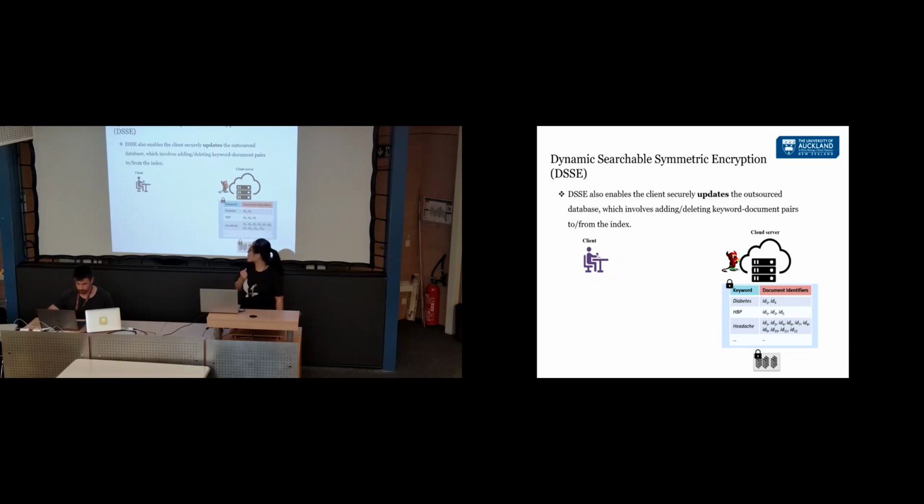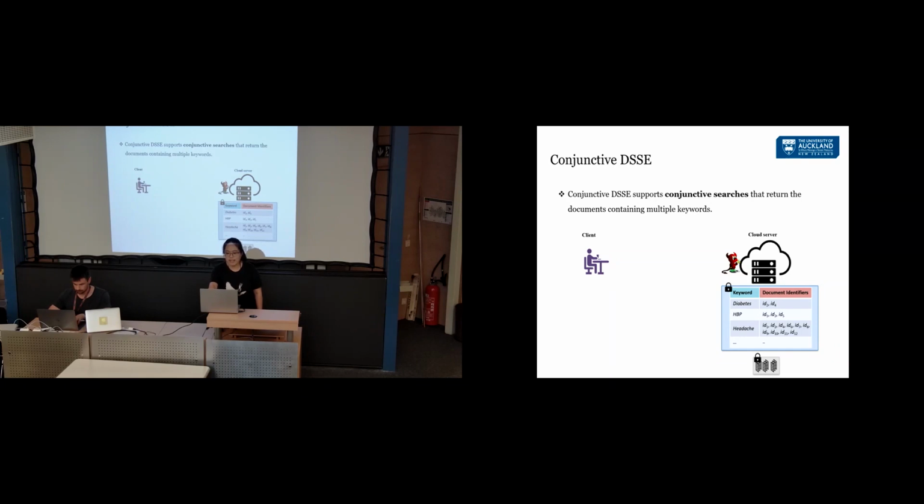Dynamic SSE enables the client to update the database. For instance, assuming the client has the latest version of the document ID6, which requires adding 2 keywords, the client can generate a token to update the index and the document set. Conjunctive DSSE supports conjunctive searches which return the documents containing multiple keywords. For instance, in this search on diabetes and SBP and headache, the server will return ID2, which contains all the 3 keywords.